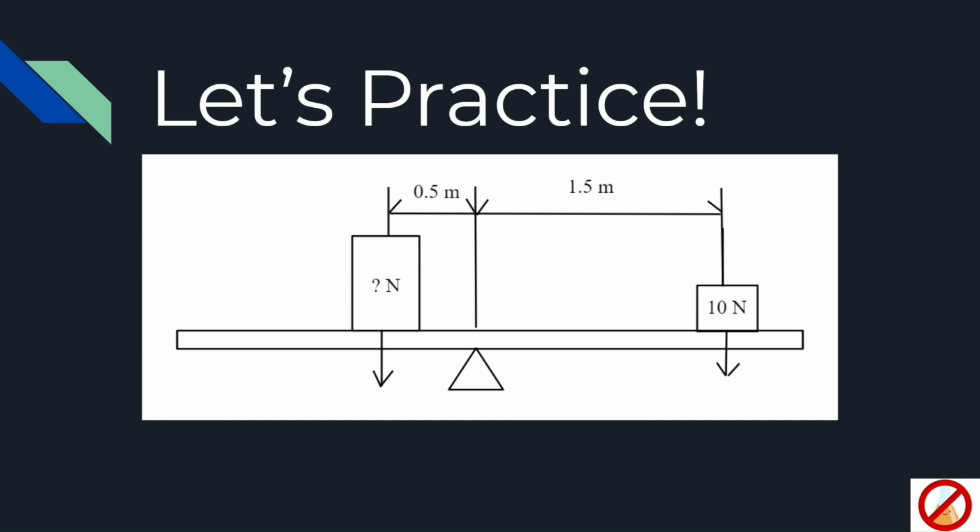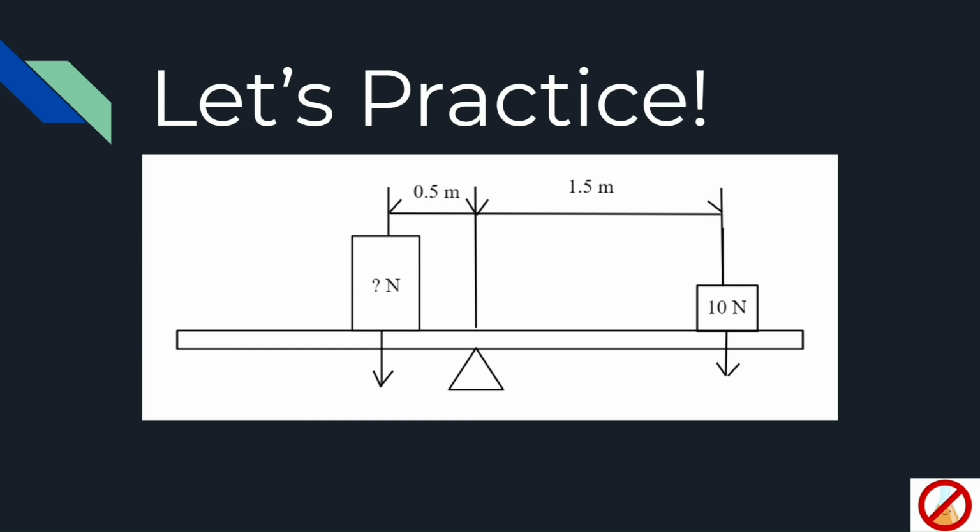So we got a 10 Newton force right here, and it's 1.5 meters away from the pivot, and we have an unknown force on the left hand side, and from the seesaw we can tell it's in equilibrium. So I want you to calculate for me what is the unknown force. Just pause the video now and give me an answer later.